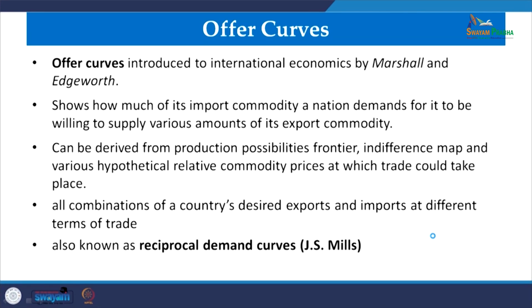This is also known, as I mentioned in the last class, as the reciprocal demand curve, initially included in the trade literature by John Stuart Mill, where reciprocal demand curves are categorically explained. This also measures willingness to trade, how much the participating countries are willing to trade with each other in order to have their exports or imports respectively. Now, let us explain with the help of a diagram how we actually derive the offer curve. So, the diagram presented here is like this.